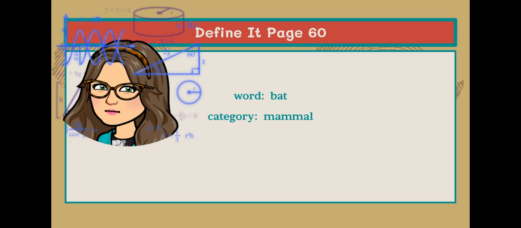The attributes of a word are what make it unique or different from other words within the category. Attributes are things like size, shape, color, texture, and function. An attribute of bats is that they fly. So, bat can be defined as a mammal that can fly.